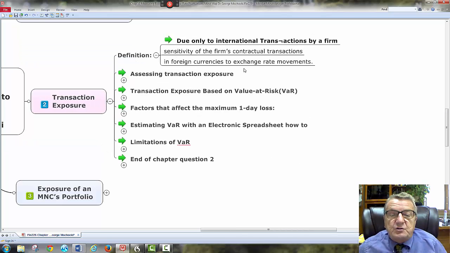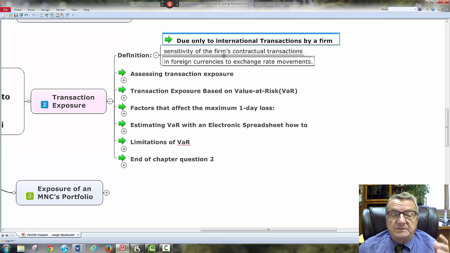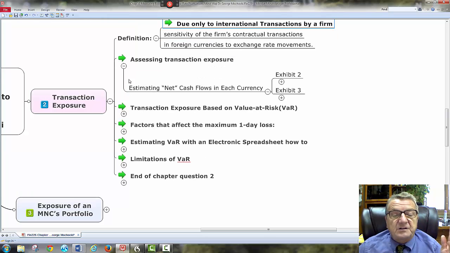Okay, definition. Due to international transactions, that should be one word, transaction, by a firm, sensitivity of the firm's contractual transactions in foreign currencies to exchange rate movement. Okay, so it's very sensitive to the contractual transactions between the exchange rate movements. Real easy. Okay, assessing transaction exposure.